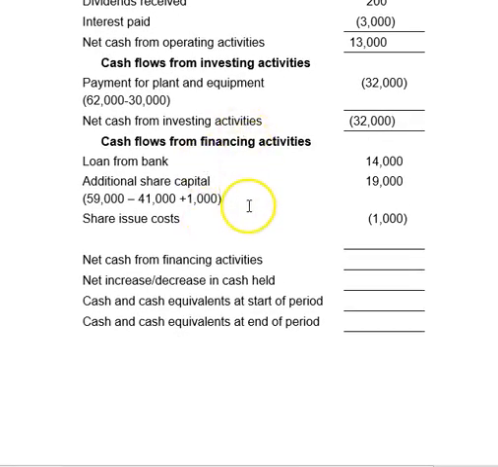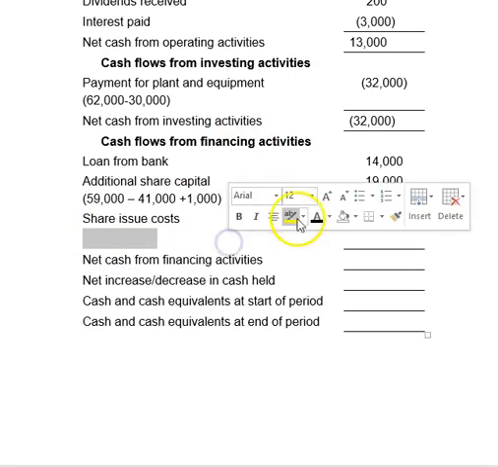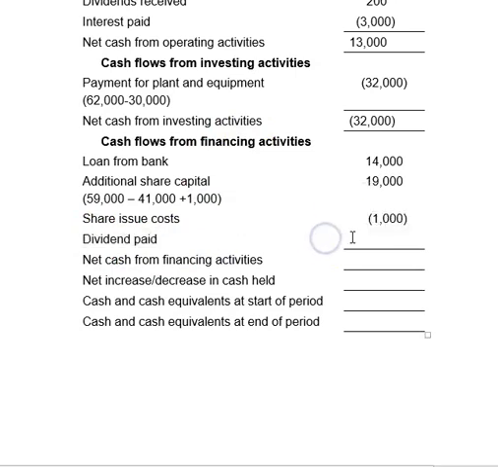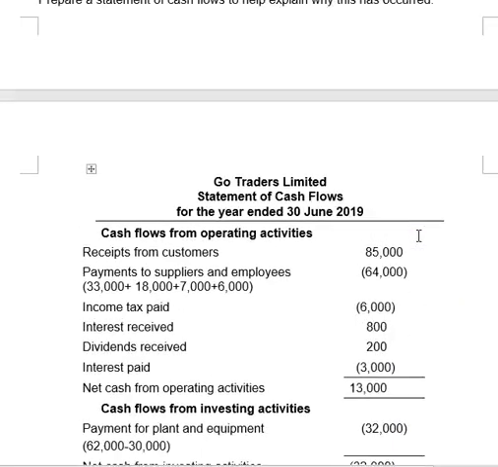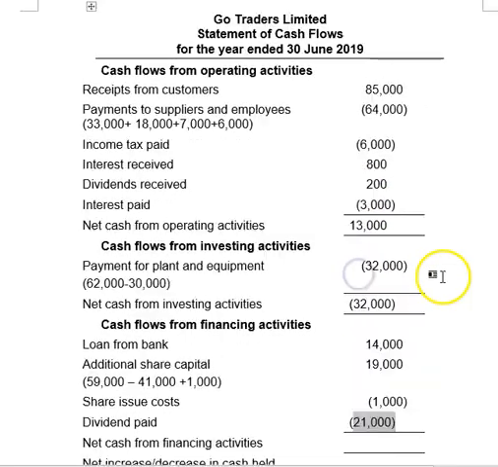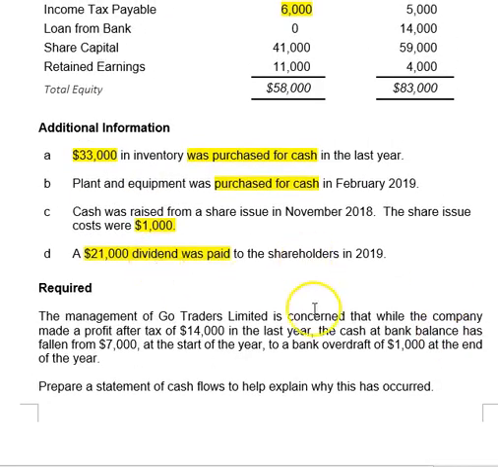So under financing activities, we would have dividends paid. Okay, and this dividend paid is 21,000. Okay, this information, this 21,000, is from your additional information D.